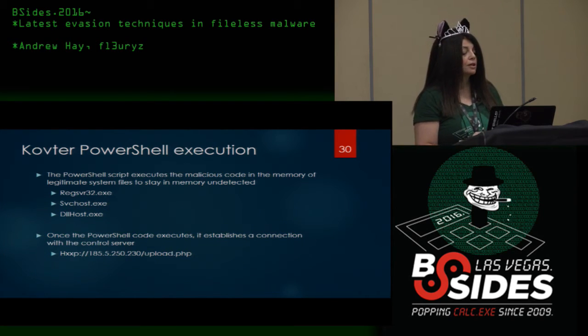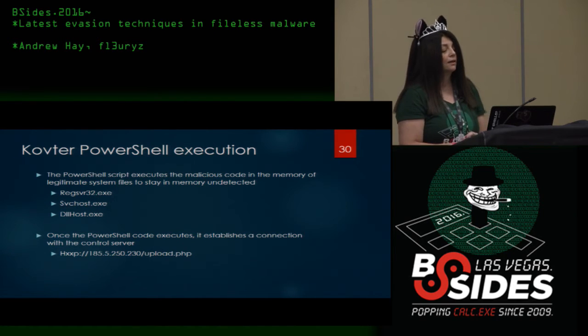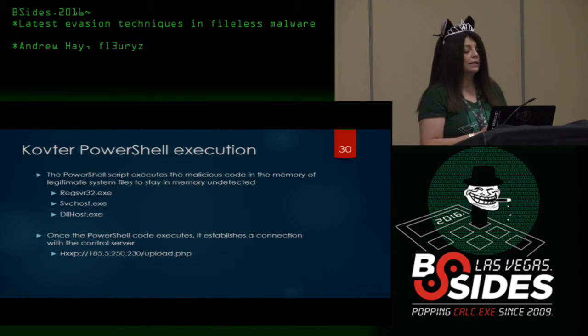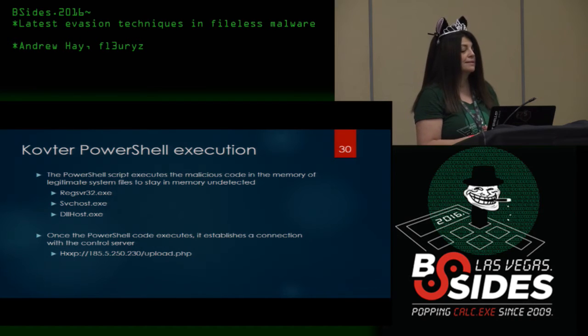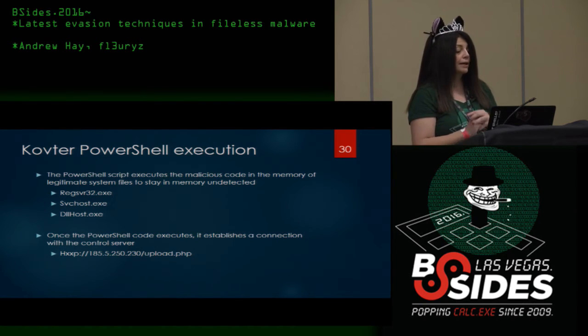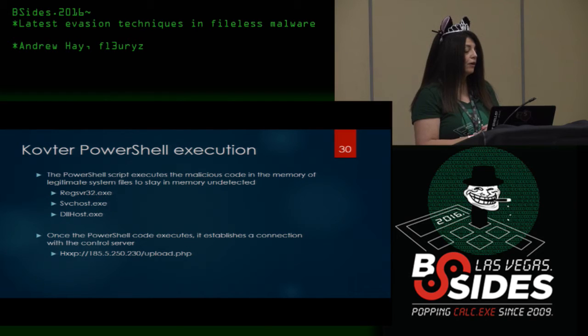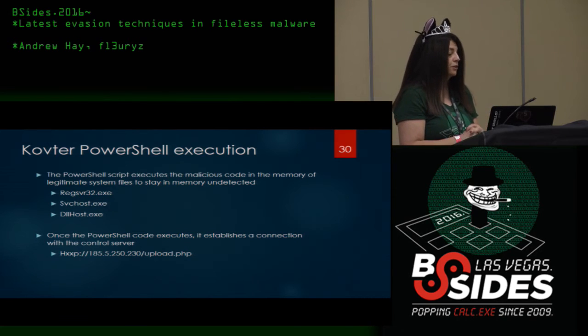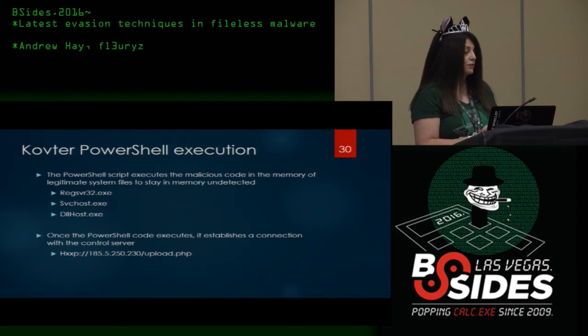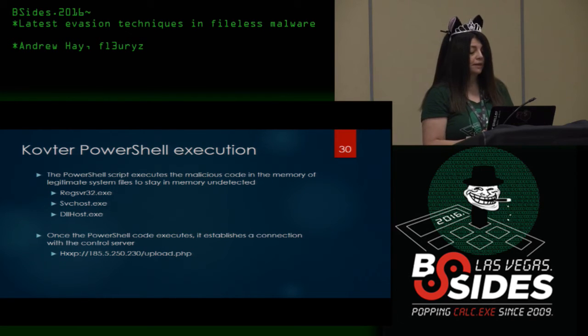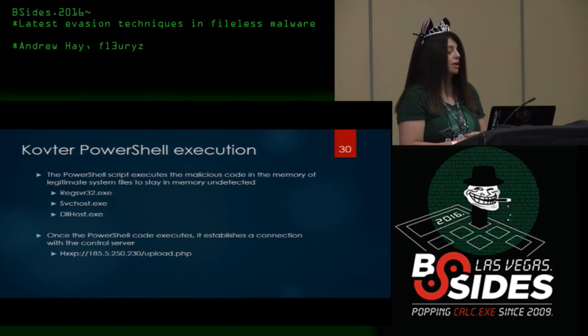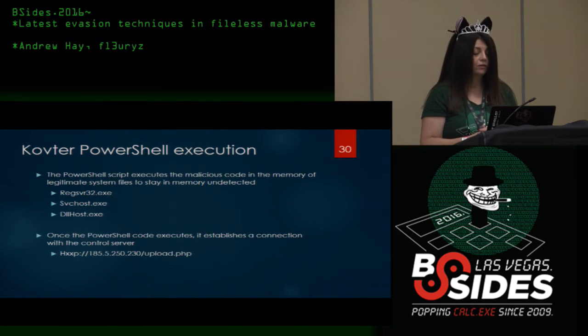So the PowerShell execution, what it does, it executes the malicious code in the memory of a legitimate system file to stay in memory undetected. Typically, the three major ones it uses are regsvr32.exe, svchost.exe, and dllhost.exe. And once the PowerShell code executes, it establishes a connection with a control server. And then you're toast.